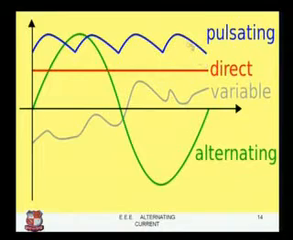So the first one is the pulsating DC, in which we are considering that the circuit element will change, and the second one is the DC, in which we are considering that the circuit elements remain constant. Now this green waveform indicates the alternating quantity.